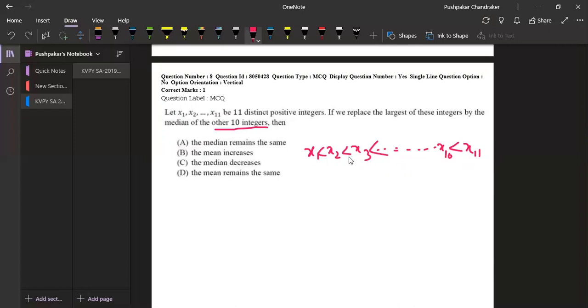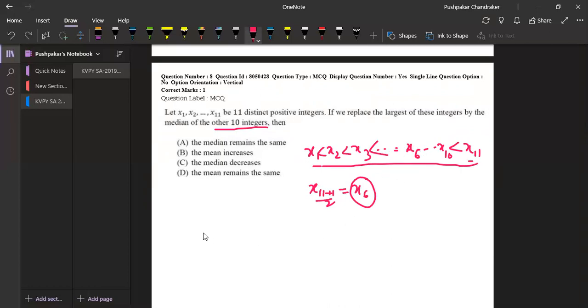Median means the center number. The median concept is: if the number of terms is odd, there is only one median. If the number of terms is even, then there are two middle terms, and you have to find the average of those two middle terms. Now here, first we'll find the median of this. Where will the median be? Here the number of terms is 11. If the number of terms is 11, there will be one middle term, that is x of (11 plus 1) by 2, which is equal to x6. That means the median will be x6.